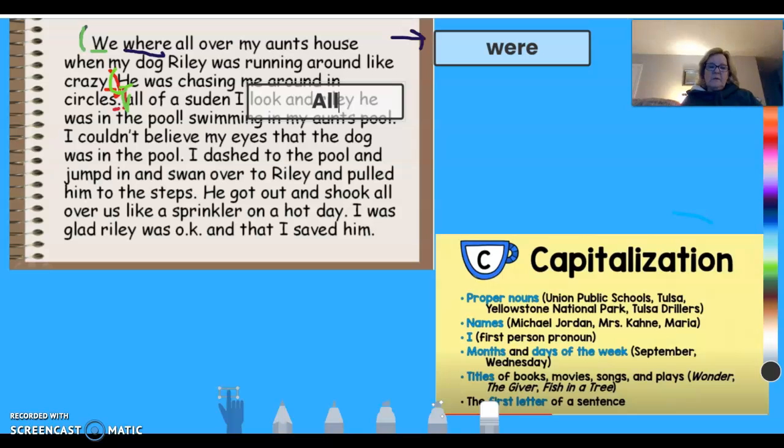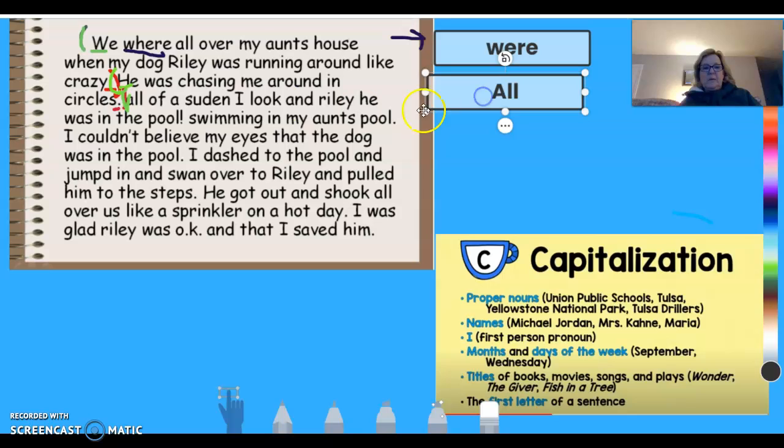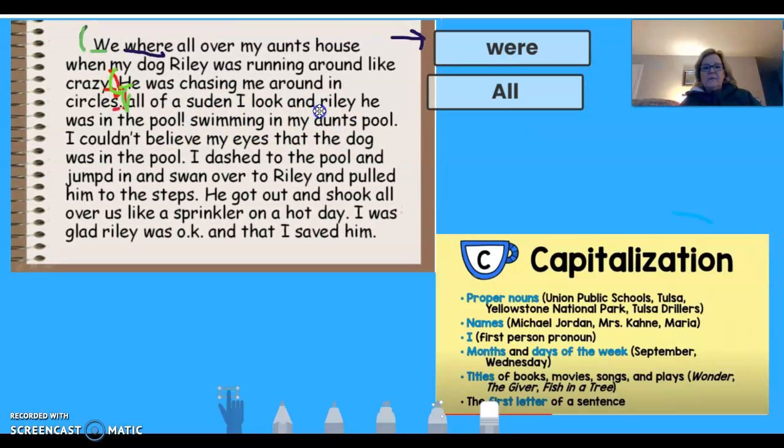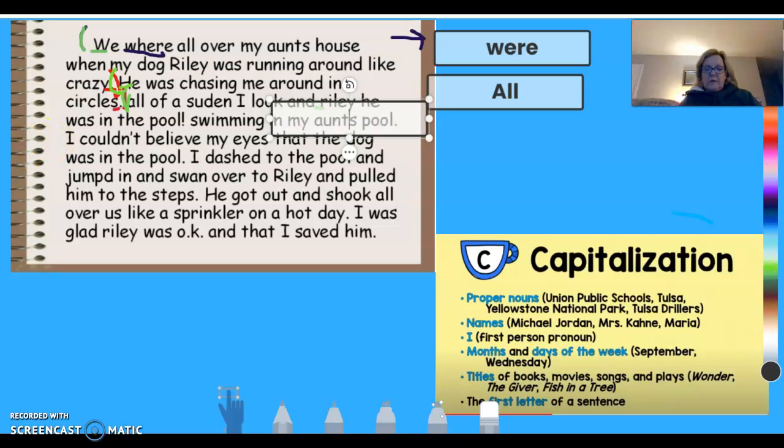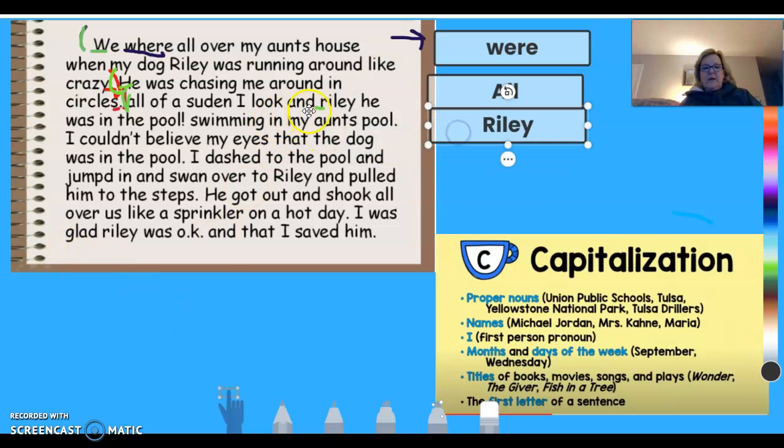So all, I'm going to move that over here to remember. All of a sudden, I look and Riley, he was in the pool. Oh, dear, I see another capitalization here. This should be Riley. Should be a capital letter. So I'm going to put that out there for myself to remember that Riley should be capitalized. All of a sudden, I look and Riley, he was in the pool.